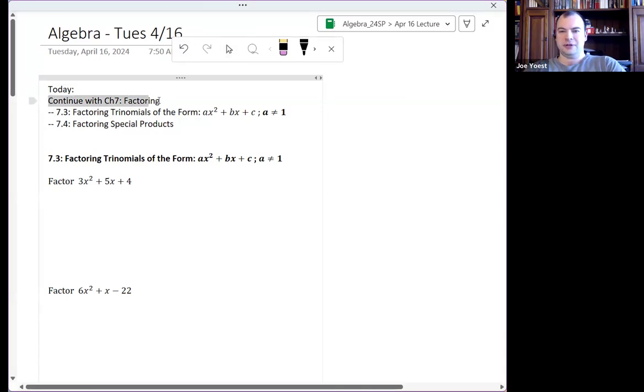So, the plan for today is to continue with Chapter 7 on factoring. Last time we introduced the idea of factoring trinomials of this form, ax squared plus bx plus c, so quadratic expressions where the leading coefficient, the coefficient on the x squared term, is not 1. So we saw the AC grouping method, as well as kind of a guess and check method. And today we're going to move on to 7.4, factoring special products. So a few wrap up examples from section 7.3 and then on to 7.4.